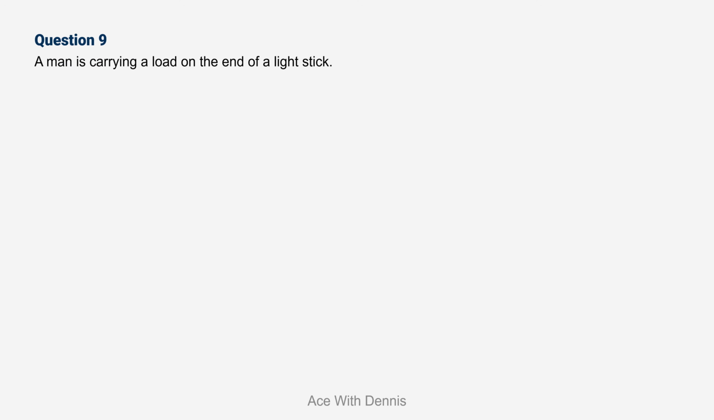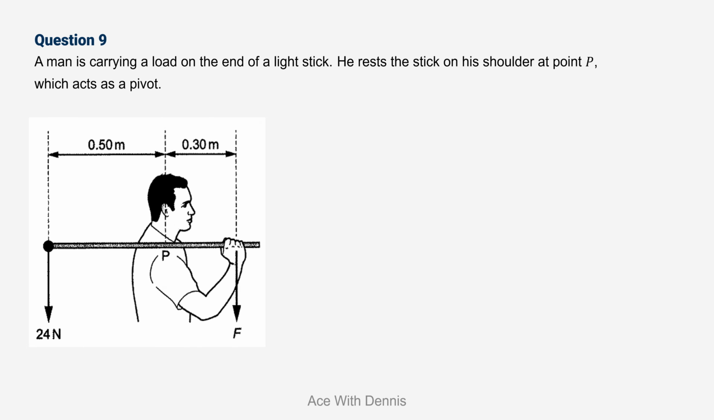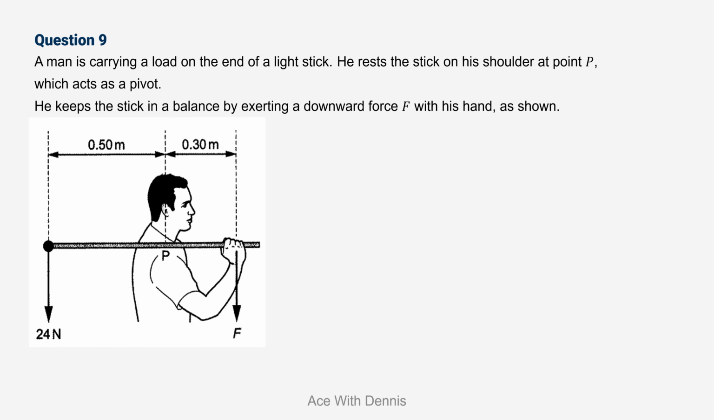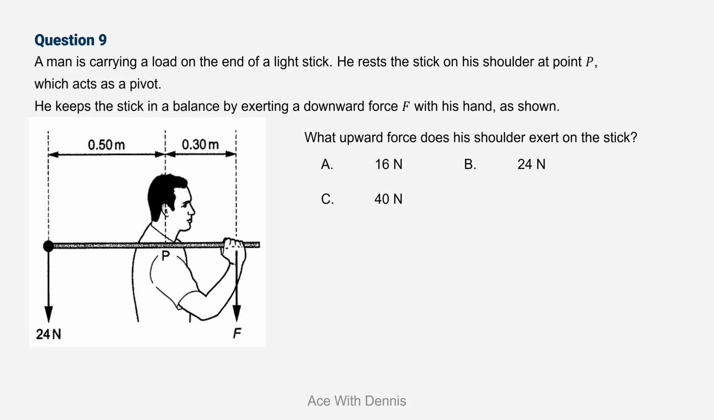Question 9. A man is carrying a load on the end of a light stick. He rests the stick on his shoulder at point P, which acts as a pivot. Then here is the diagram illustrating the condition. He keeps the stick in balance by exerting a downward force F with his hand as shown. What upward force does his shoulder exert on the stick? A. 60 newtons, B. 24 newtons, C. 40 newtons, or D. 64 newtons.